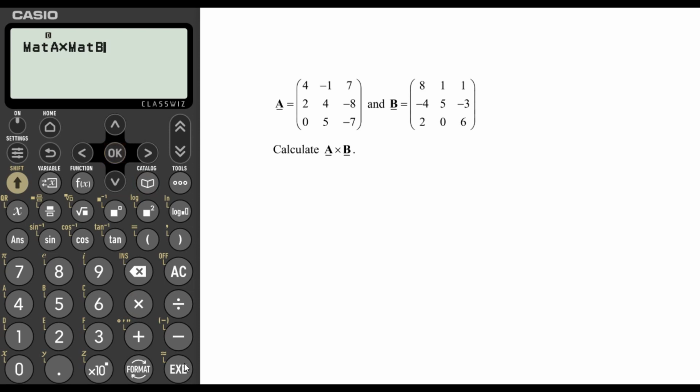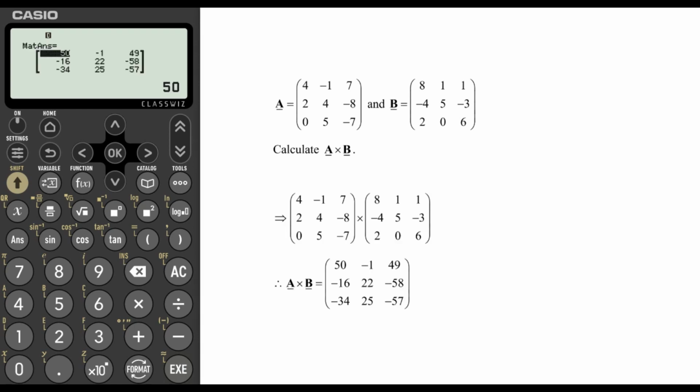And if we execute this, our calculator tells us that matrix A times matrix B is 50, minus 14, 9, minus 16, 22, minus 58, minus 34, 25, minus 57.